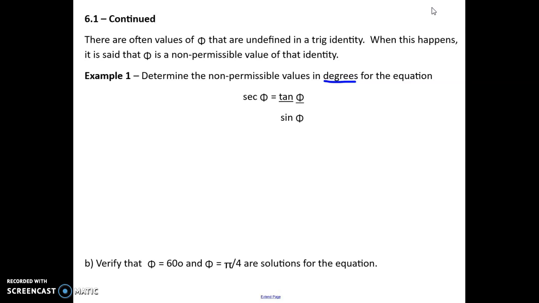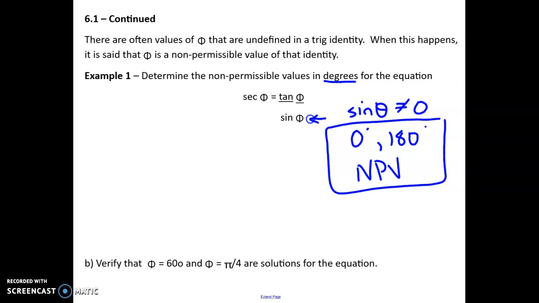Okay, so for this one, we're looking for the non-permissible values in degrees of the equation. So I see here that in my denominator is sine. So this means that sine theta cannot equal 0. So let's look on our unit circle. Look on your unit circle, and let's see, where does sine equal 0? Well, sine equals 0 at 0 degrees and at 180 degrees. So we'd say 0 degrees and 180 degrees are non-permissible values for this question. Again, 0 degrees and 180 degrees because that is where the denominator would equal 0.